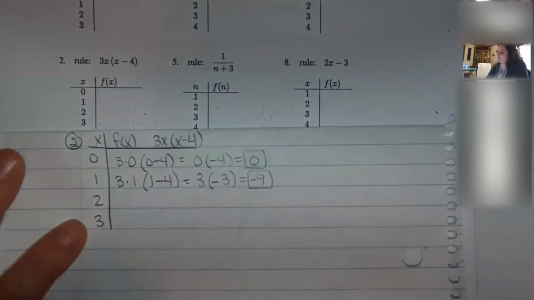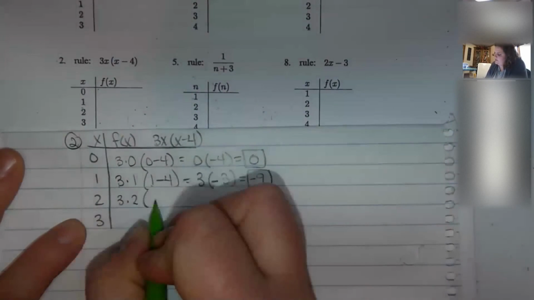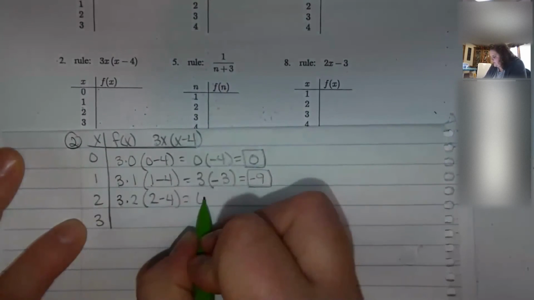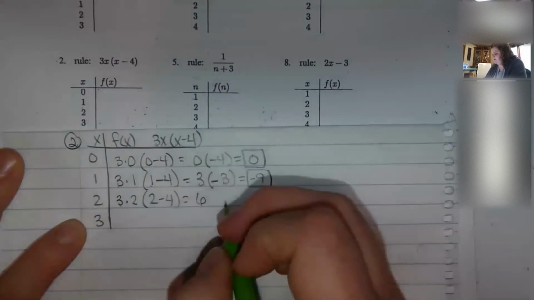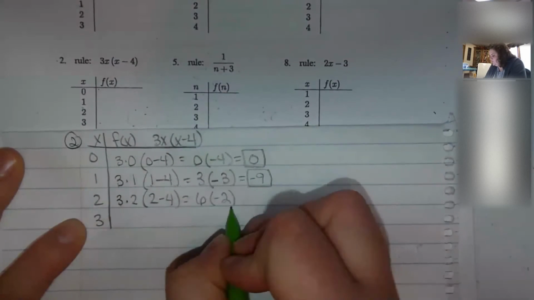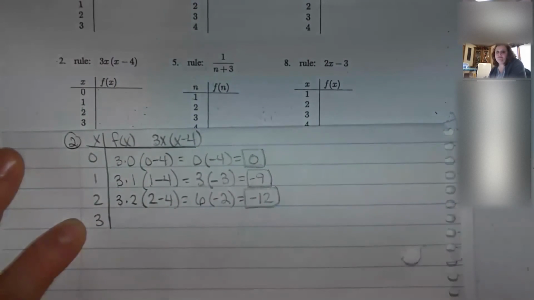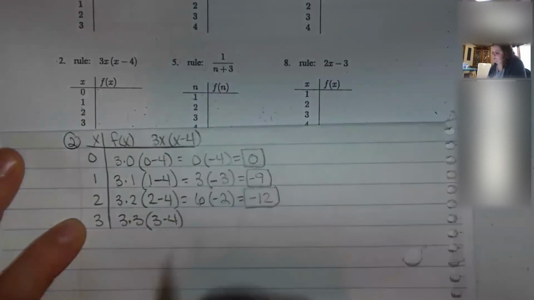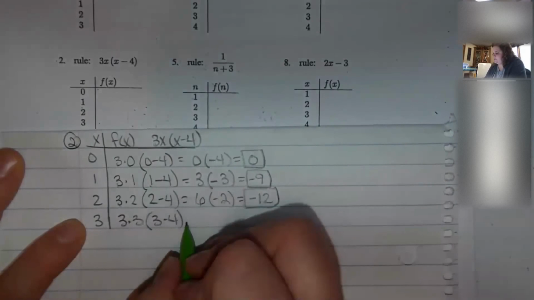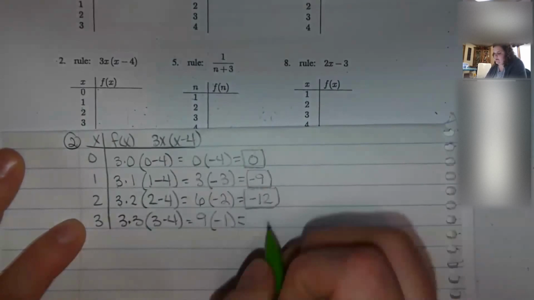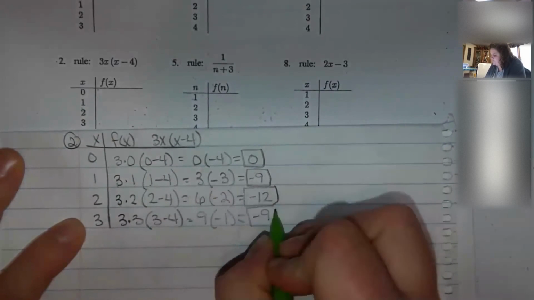Okay, now I'm going to plug in the 2. So I have 3 times 2, and then 2 minus 4 in my parentheses. Well, 3 times 2 gives me 6. 2 minus 4 gives me a negative 2. 6 times negative 2 is a negative 12. Okay, and then on number 3, 3 times 3, and then 3 minus 4 is in parentheses. 3 times 3 is 9. 3 minus 4 is a negative 1. 9 times negative 1 is a negative 9.